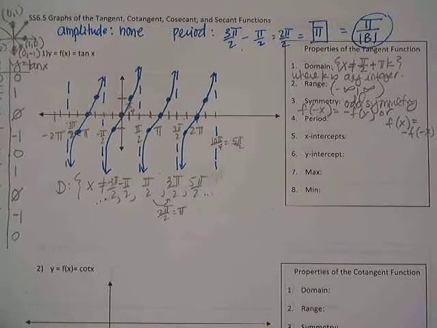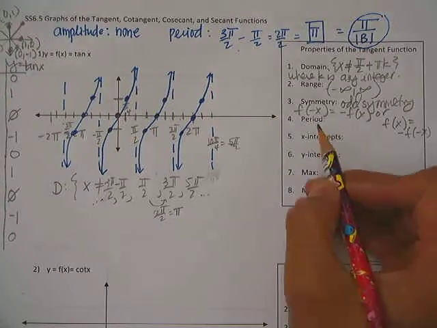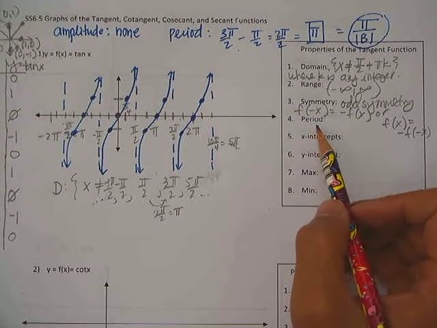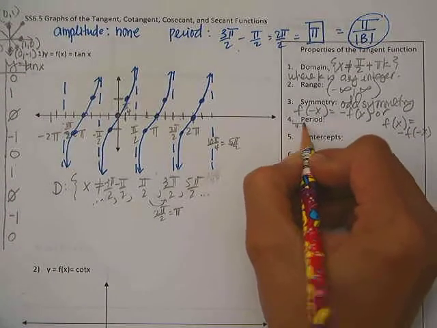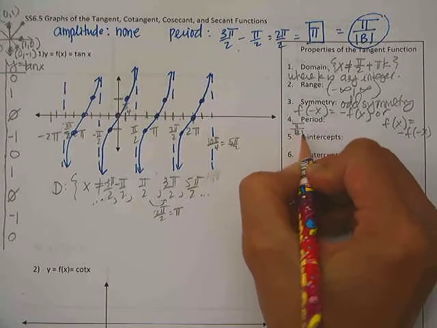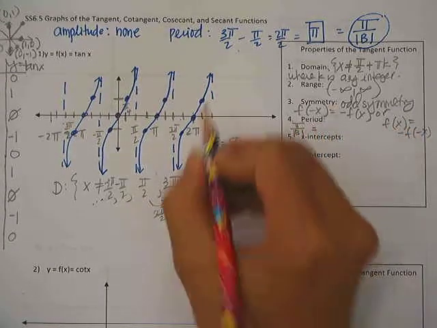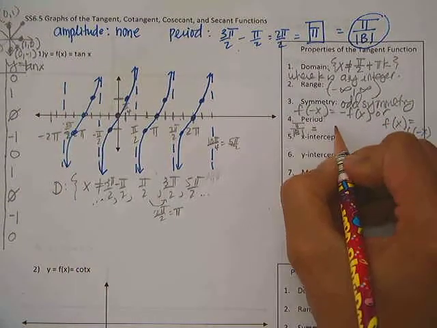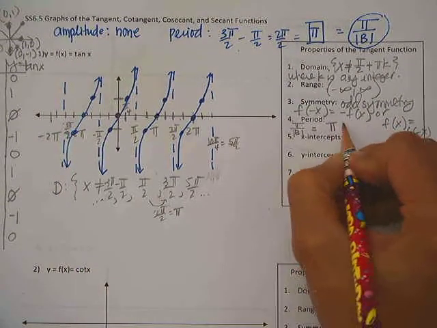It's like flipping it over the x-axis and flipping it over the y-axis again to get an odd function. Oops, you can't see that. Okay. Period. We talked about the period. So the period is going to be pi divided by the absolute value of b, which in the parent function, tangent of x, is simply pi.